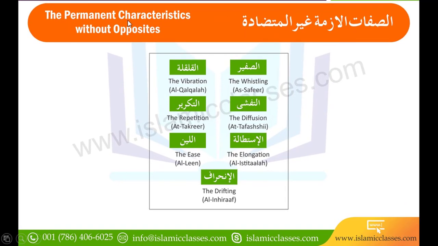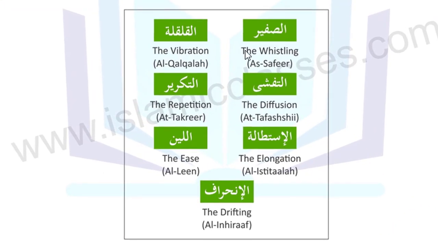Here you can see the permanent characteristics without opposites. The characteristics are the qualities. Okay, as-Sifaat-ul-Lazima ghayrul mutadada. Okay, so which are without opposites in Arabic. So you can see there are 7 qualities without opposites which are here. Inshallah, step by step we will learn all these qualities and you will understand what these qualities basically are.